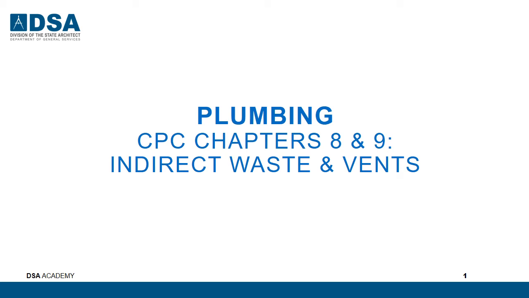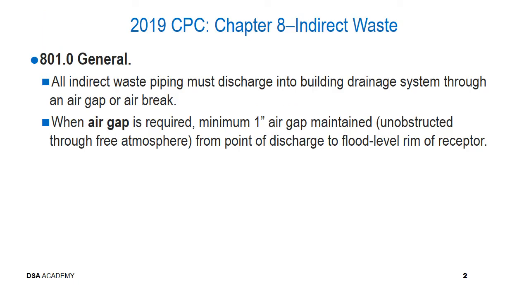This next set of slides addresses the California Plumbing Code Chapter 8 for indirect wastes and Chapter 9, which addresses vents. An indirect waste is a discharge or a waste line from a piece of equipment where an air gap or an air break is used as a backflow prevention device in the waste line. So generally speaking, whenever you see an air gap or an air break, you can rest assured that that is an indirect waste line. Now there are minimum requirements for an air gap.